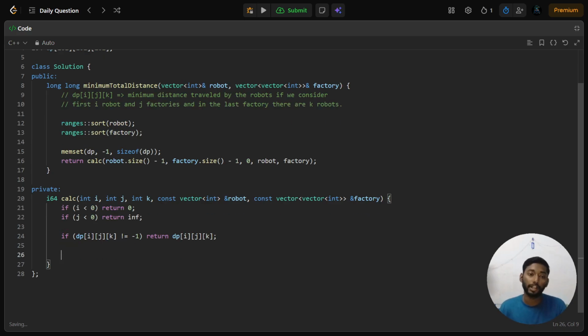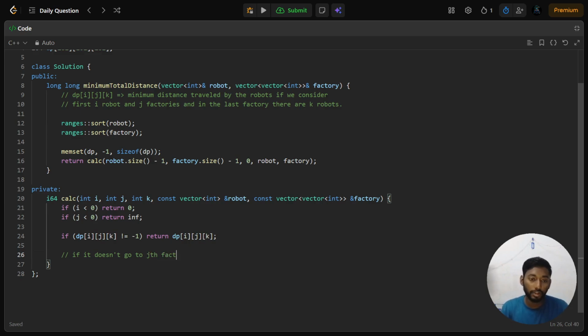Now we have just two choices. We are focusing on the last robot, so the last robot has two choices. It can go either to the last factory we are considering, like we are considering the ith robot and the jth factory as the last. So the ith robot can go either to the jth factory or to any of the factories previous to it. So option one, if it does not go to the jth factory.